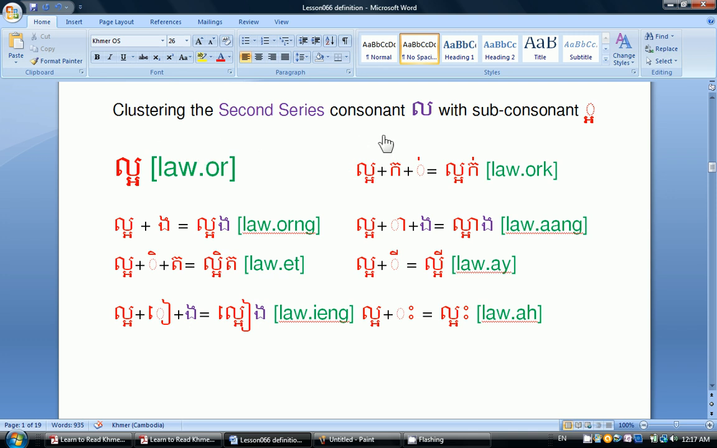Clustering the second series consonant law with subconsonant R. Subconsonant R is a first series subconsonant. Its cluster also follows the first series consonant.